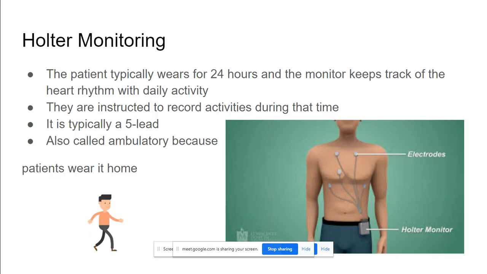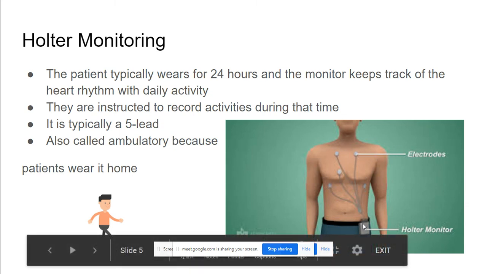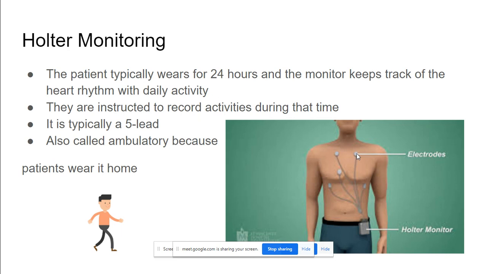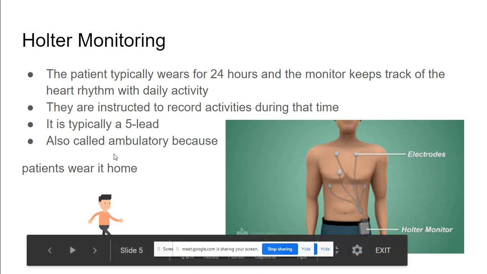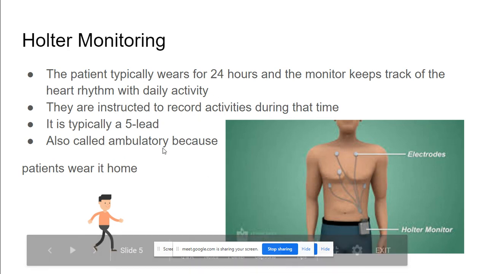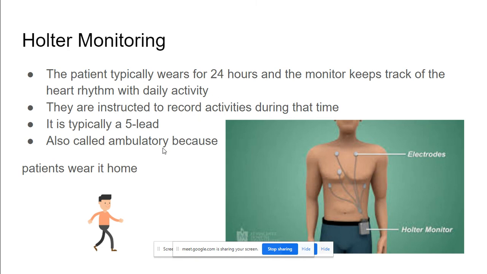All right, Holter monitoring, it's typically set up with a 5-lead system. And of course, we know that these are the electrodes. Now, we are looking at the heart with 5 different viewpoints around the heart, but coincidentally, when you have a Holter, it also uses 5 electrodes. We call that 5-lead.